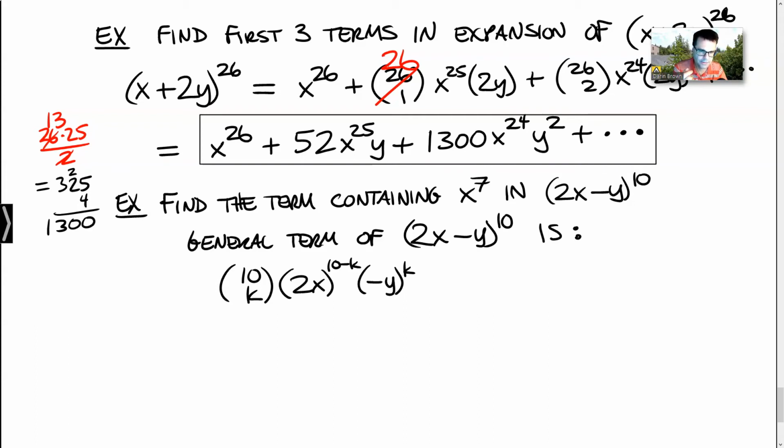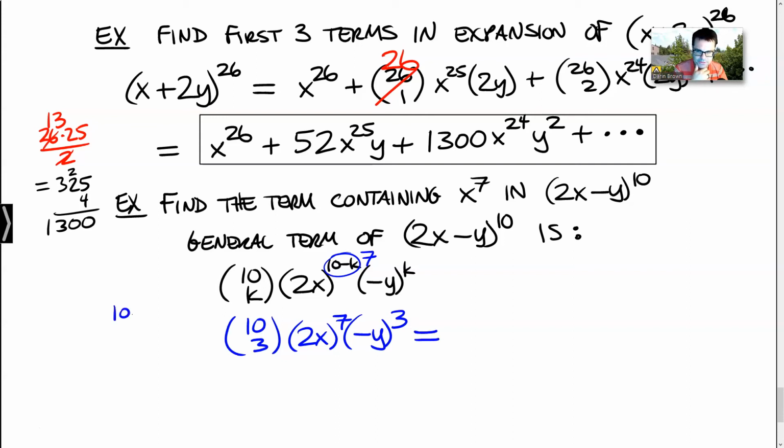So in other words, if we're going to get x^7, this power here has to be 7. So the 2x has to be raised to the 7th power. The minus y has to be raised to the 3rd power. So it's going to be 10 choose 3, so we have (2x)^7 times (-y)^3. Okay, so we got the two terms. One of them's to the 7th, the other one's cubed. 10 choose 3. Notice if you got mixed up and did 10 choose 7, it's the same thing, so it doesn't matter. Okay, and what does this give us?